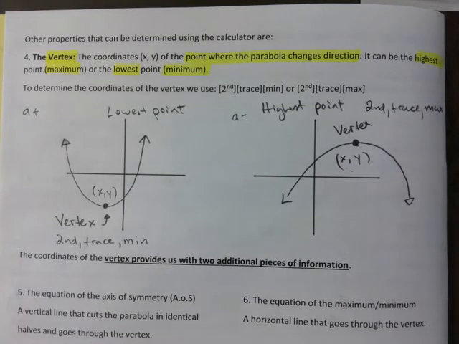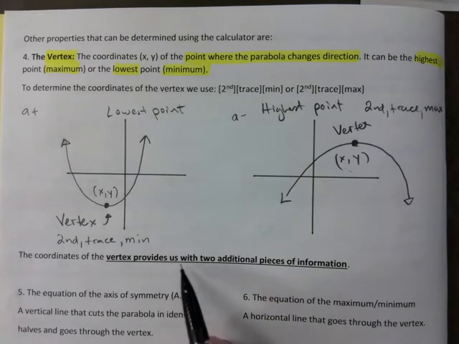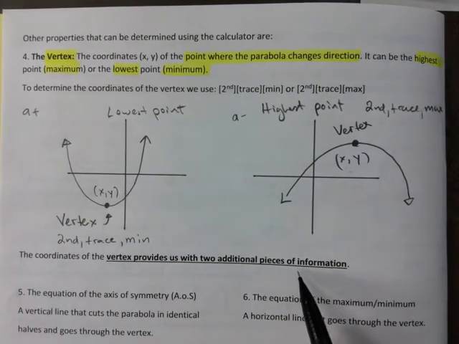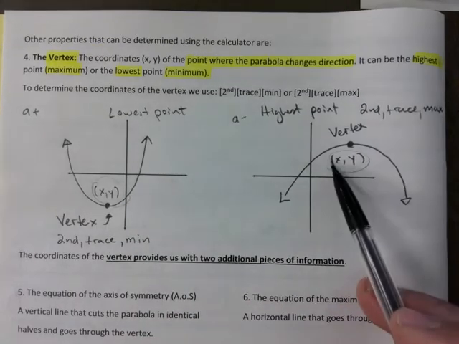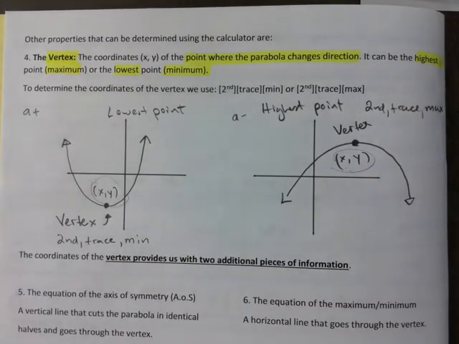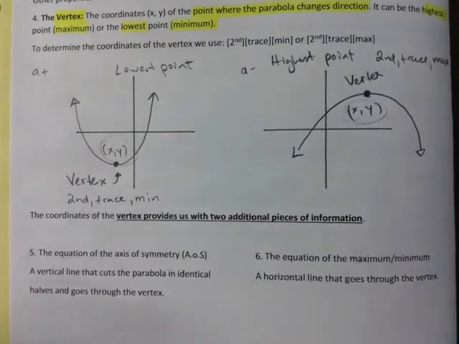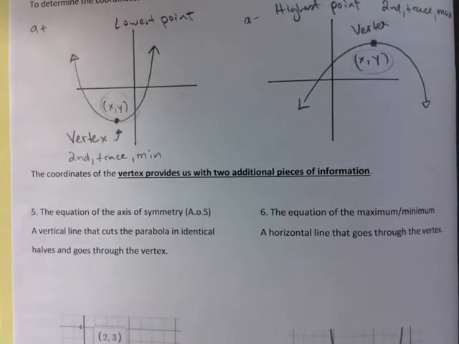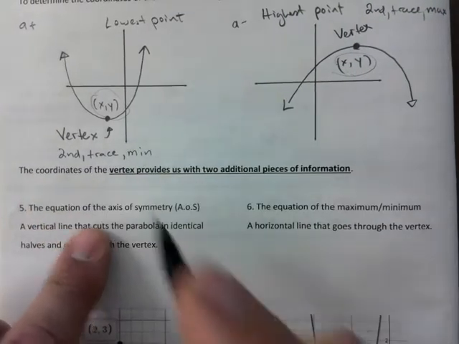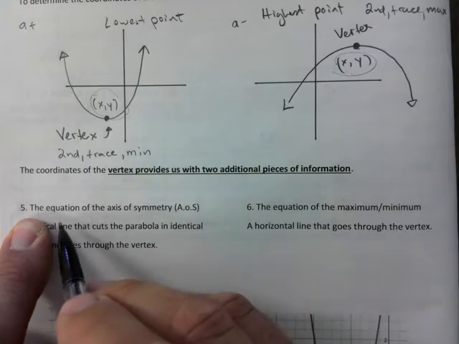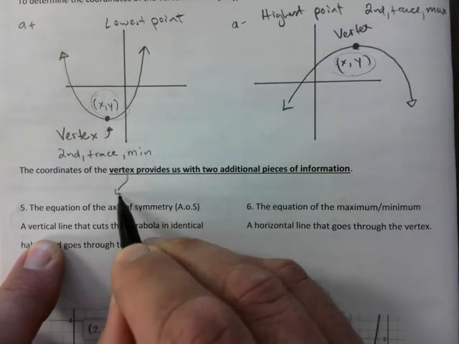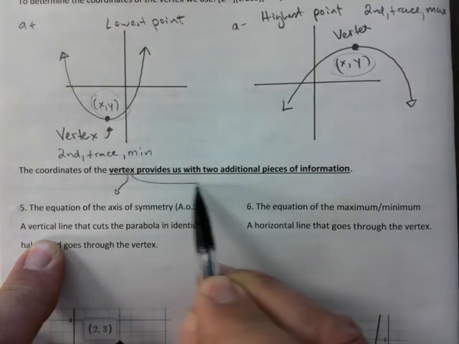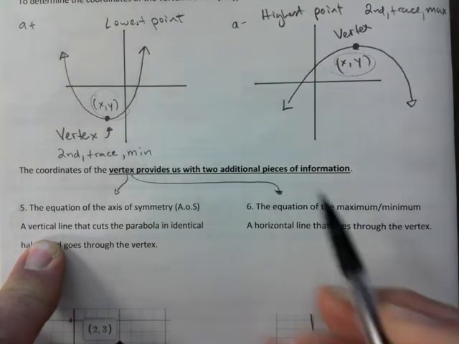The coordinates of the vertex provides us with two additional pieces of information. So once you find the vertex, okay, there are actually two things that you're also finding when you're doing that, okay? Let me just scroll down a little bit, okay? So first off is the equation of the axis of symmetry. So the vertex provides us with this, and it also provides us with this. Okay.